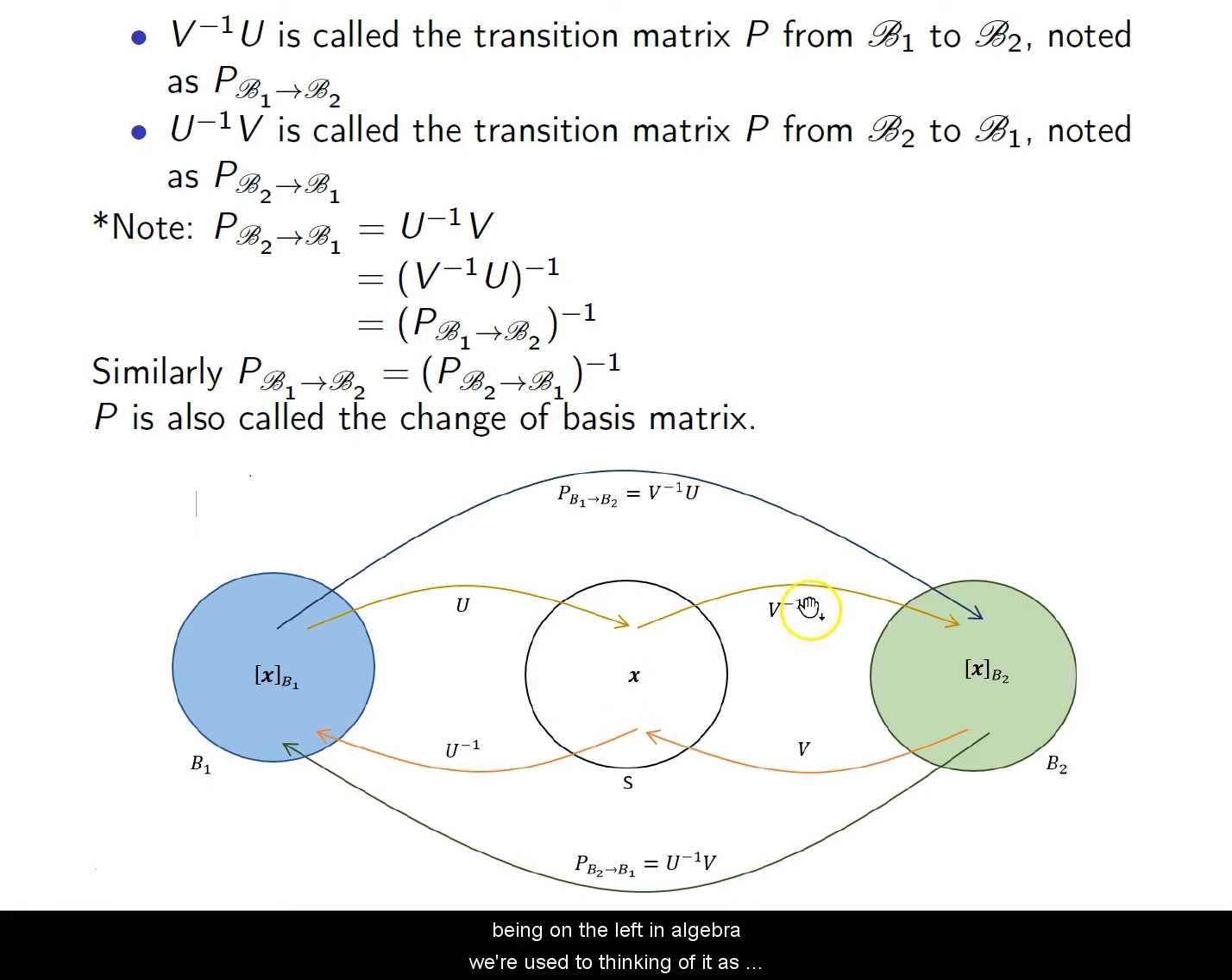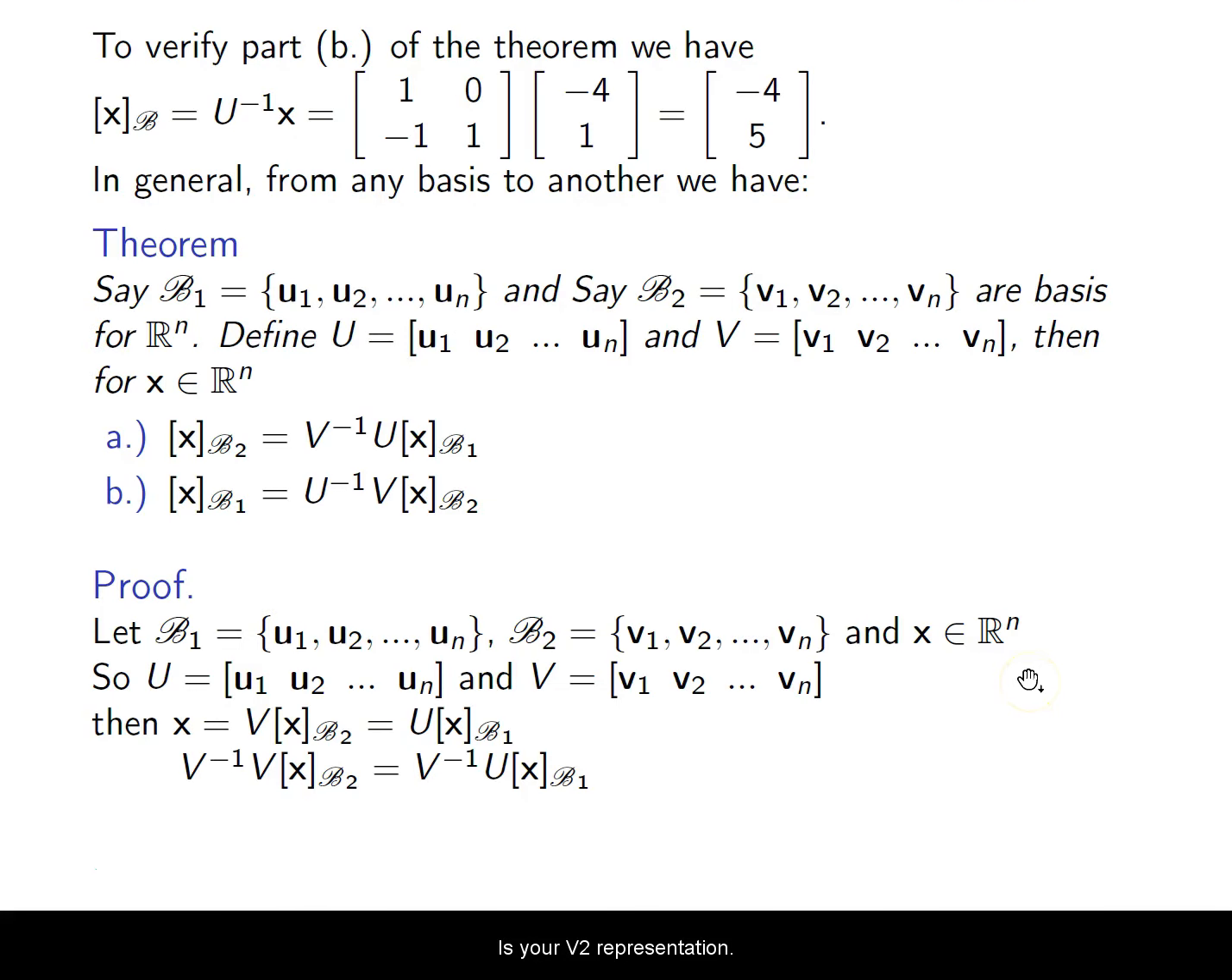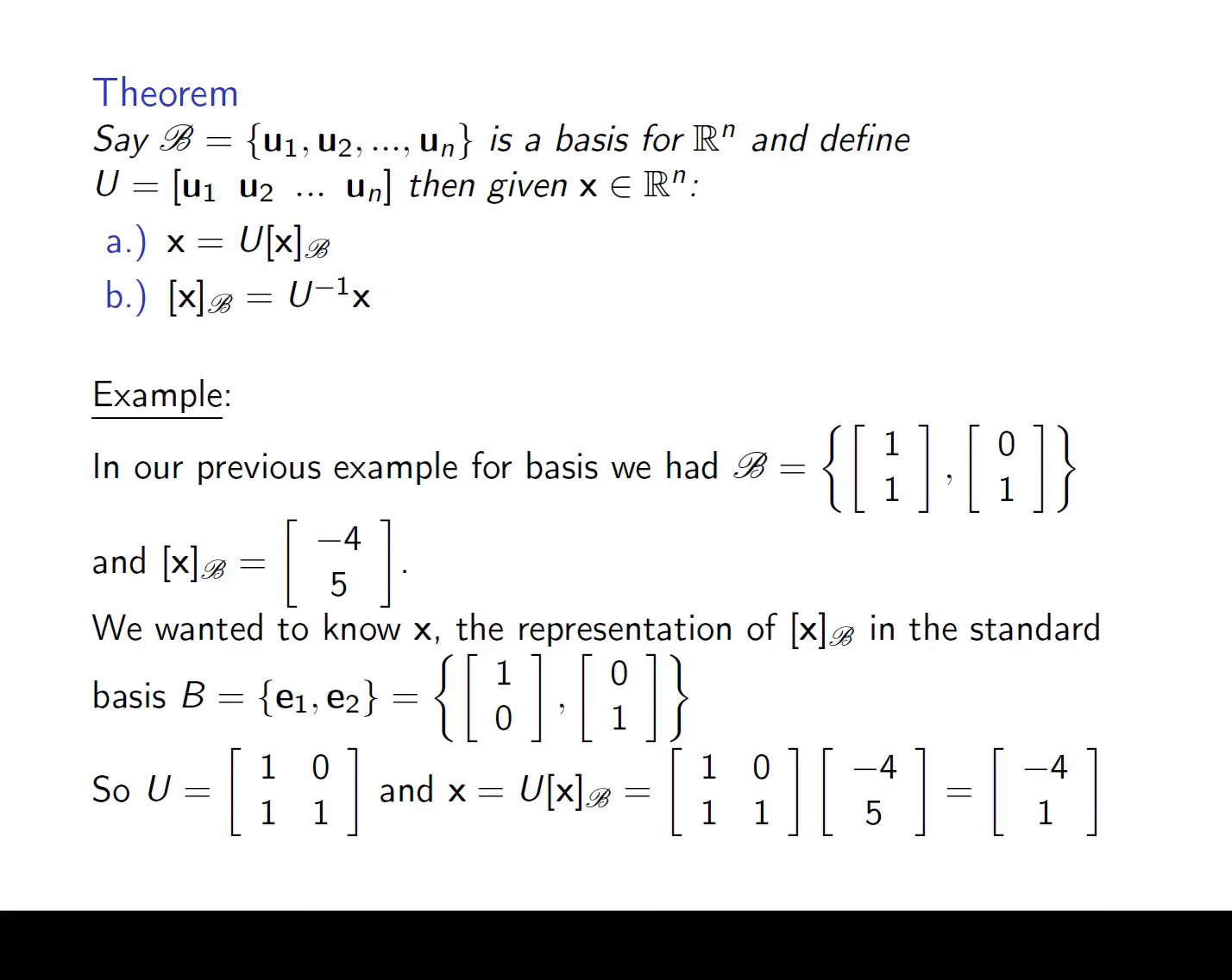I know in algebra we're used to thinking of it as we see it, X times V inverse, but it shows up the opposite way. V inverse times X will get you into your representation of B2. And I'm going to go backwards real quick just to verify that. So V inverse times X is your B2 representation. So if we go backwards a little bit.